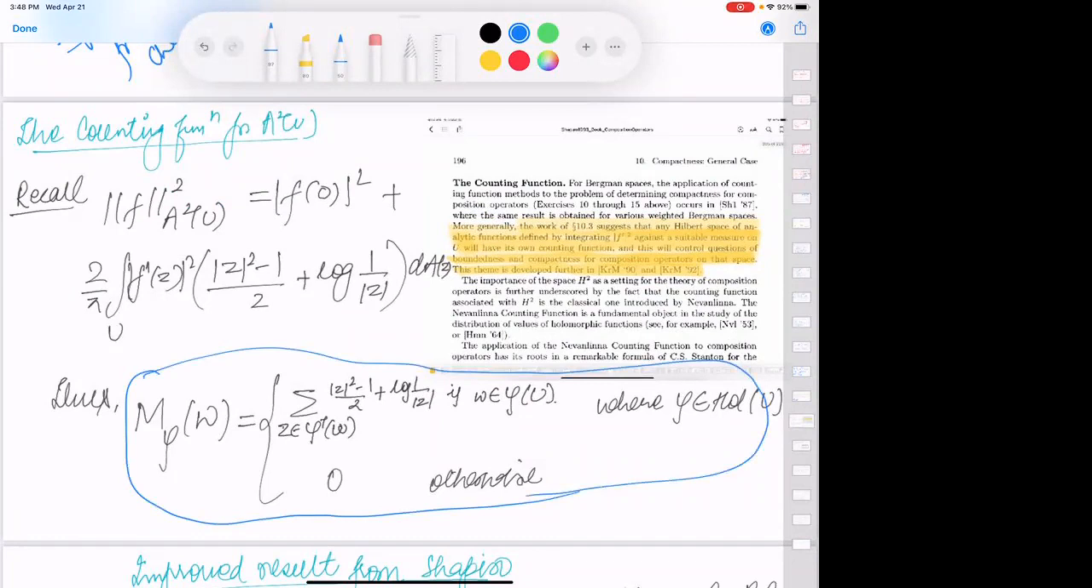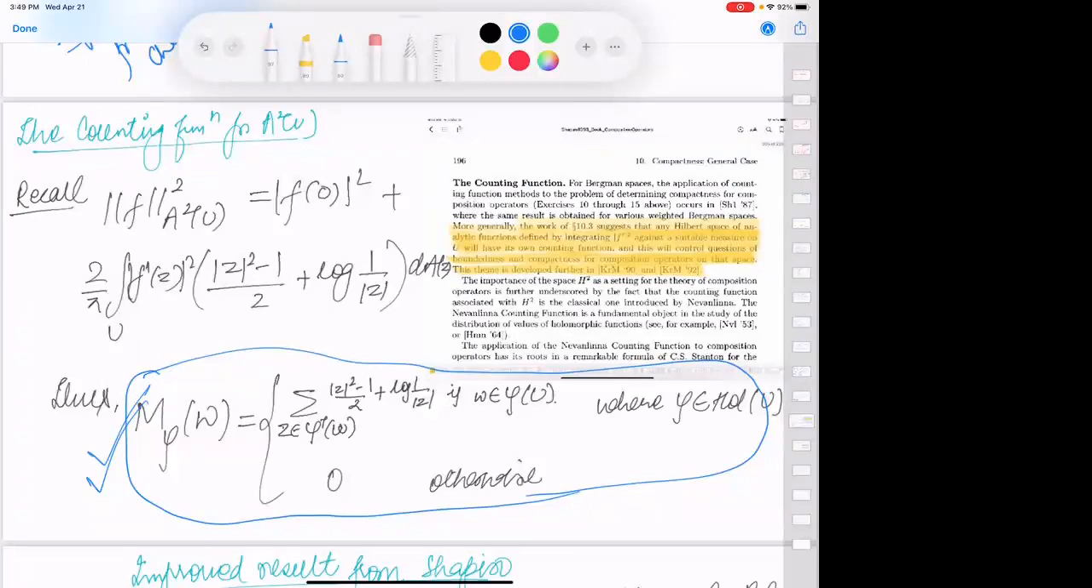I'm going to read it for you. It's a summation which you take over the pre-image under phi, which is a holomorphic map on the unit disk, of the points z which take the value w, of the quantity absolute value of z squared minus 1 over 2 plus log of 1 over absolute value of z, and otherwise it's 0. But when I was studying this, I got one confusion. The confusion is: is this the right kind of Nevanlinna counting function for the Bergman space? Because there is some kind of confusion inside the book.